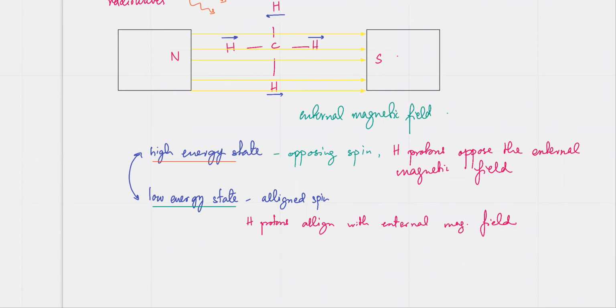Now, this whole process is known as resonance. So we'll say that the hydrogen proton is resonating. And there is an energy gap. The proton needs a very specific amount of energy to go from the low energy state to the high energy state and back again. So the proton needs to gain a very specific amount of energy.